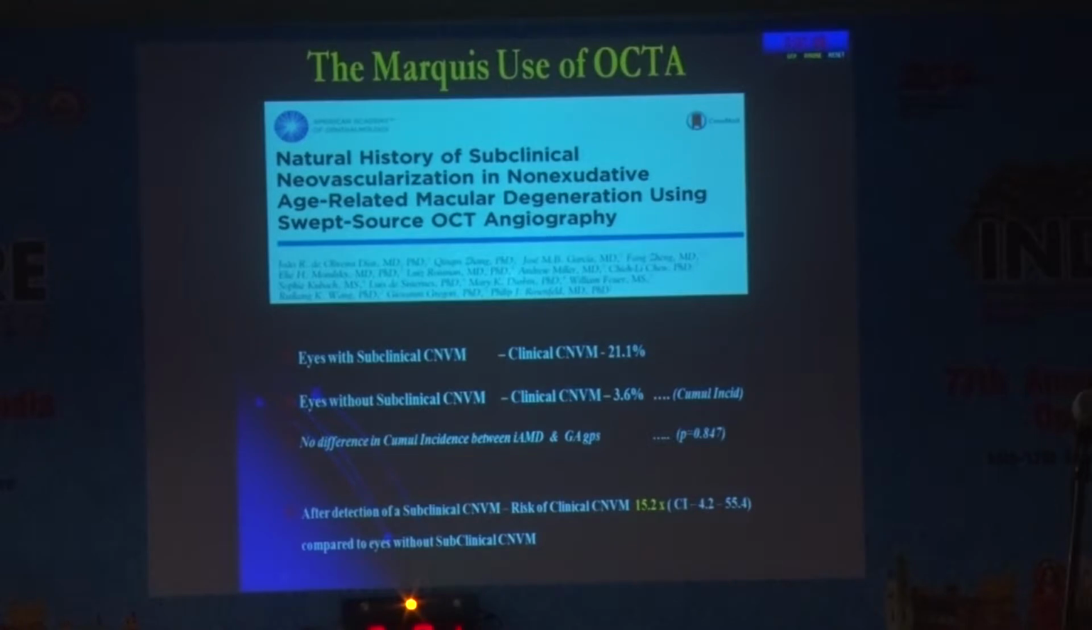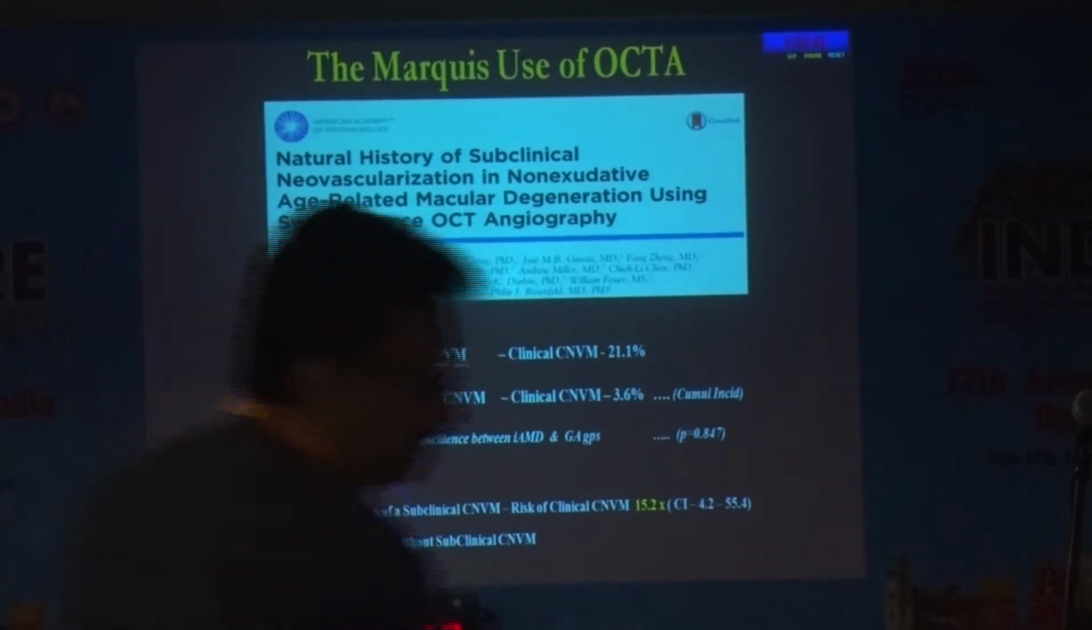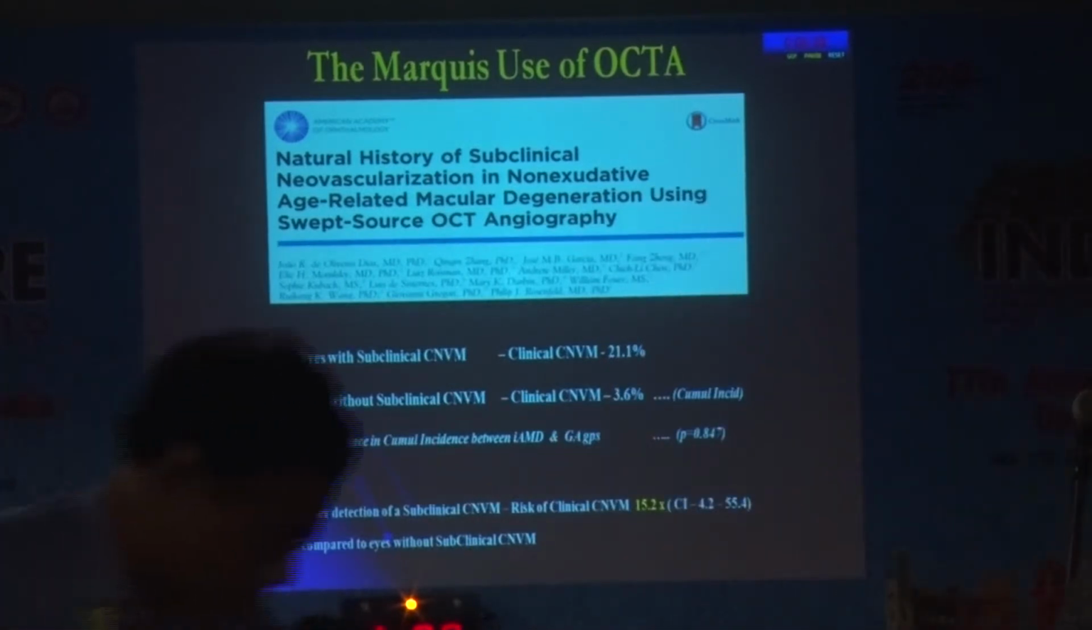Eyes without subclinical CNVM which developed clinical CNVM were only 3.6%, which is a statistically significant difference. No difference in cumulative incidence was seen between intermediate AMD or geographic atrophy, which means both can develop subclinical CNVM. After detection of a subclinical CNVM, the risk of a clinical CNVM developing is 15.2 times that of eyes that do not have a detected subclinical CNVM. So that's a major finding.